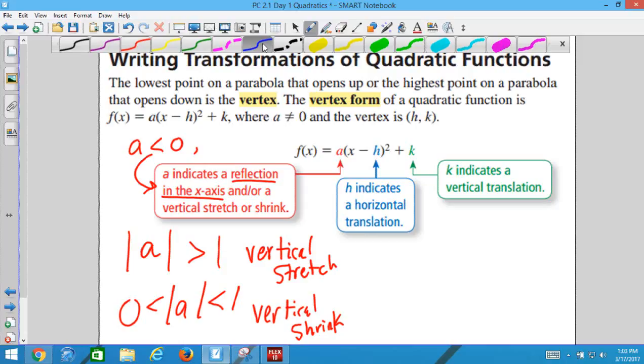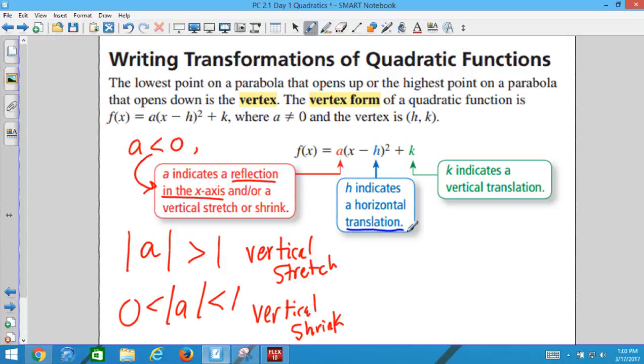H right here indicates a horizontal translation. So you would be writing words like translated. And every time we have parentheses with x in it, it's opposite. We did this when we graphed sine and cosine with the period and the b value. We always had to divide by the b value, we always had to flip it. So anything in the parentheses is going to be opposite.